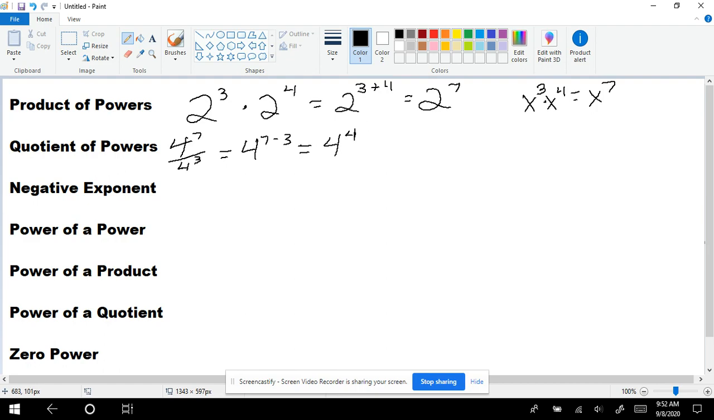Now, if you want to find out what 4 to the fourth is, you can use your calculator and do that, but for our purposes, that will be fine as a final answer here.